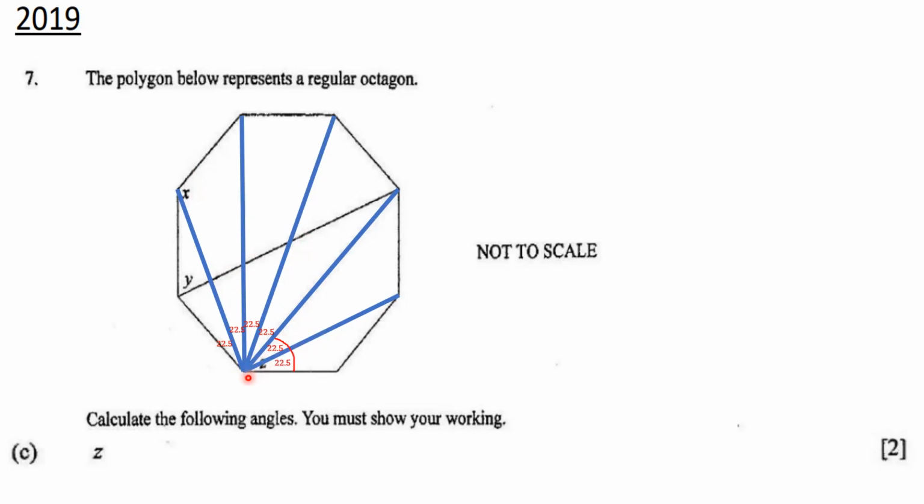And that means that the interior angle is going to be split into 1, 2, 3, 4, 5, 6 even portions, which means that each one of these little portions is going to be equal to 22.5. If we look carefully here, we'll notice that Z accounts for 2 of these little spaces. And so Z is going to be equal to 2 times 22.5, which is definitely going to be 45. Okay, let's move on to the next question.